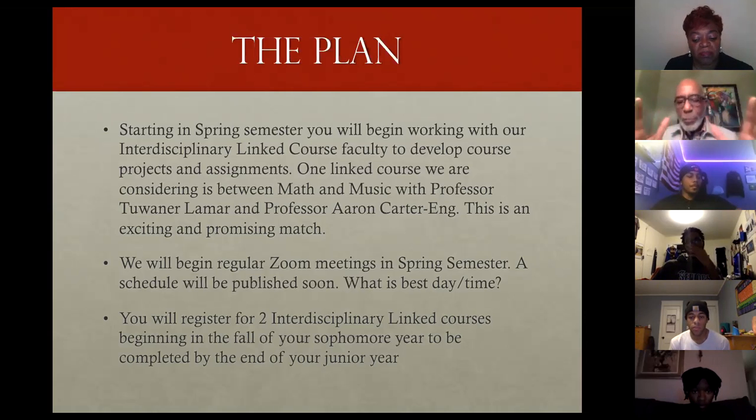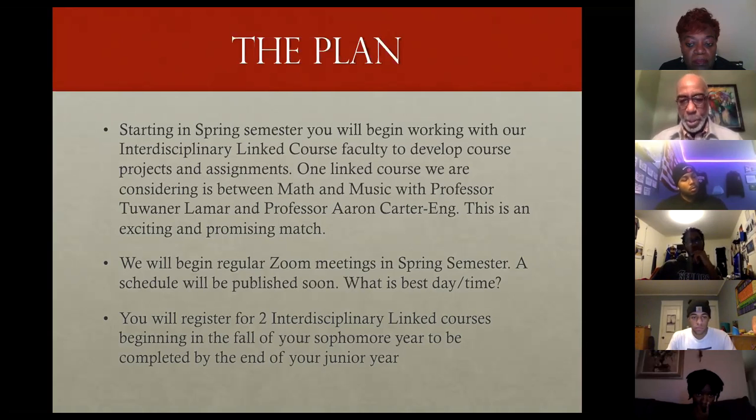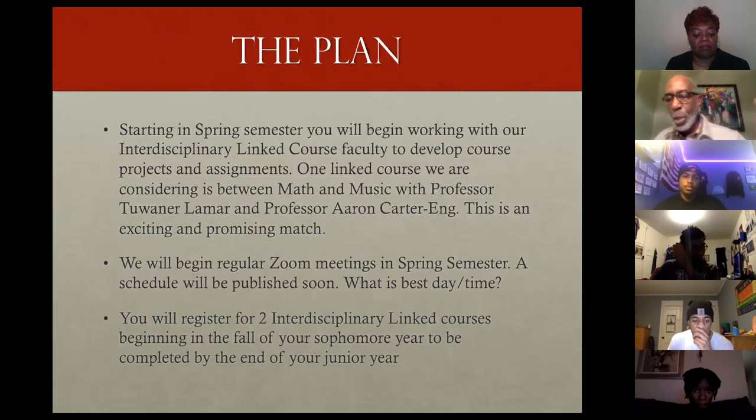So it might be like English 102, for example, and some other class. So in this project, we will develop 2 introductory courses and also 2 intermediate or advanced courses. You all, as HOP scholars, will be asked to take 2 of those 4 courses, 1 introductory linked course and 1 intermediate or advanced course.